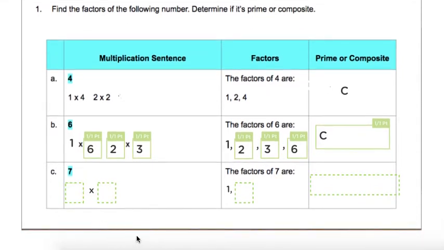Now let's try part C. Our magic number this time is 7. Remember, we always start with our smallest number when we're finding our multiplication sentence. What number is that? If you said 1, you are absolutely correct. 1 times blank equals 7.